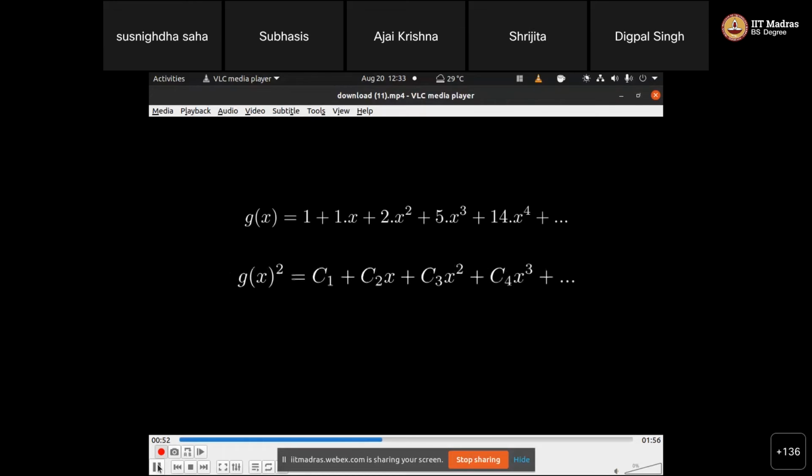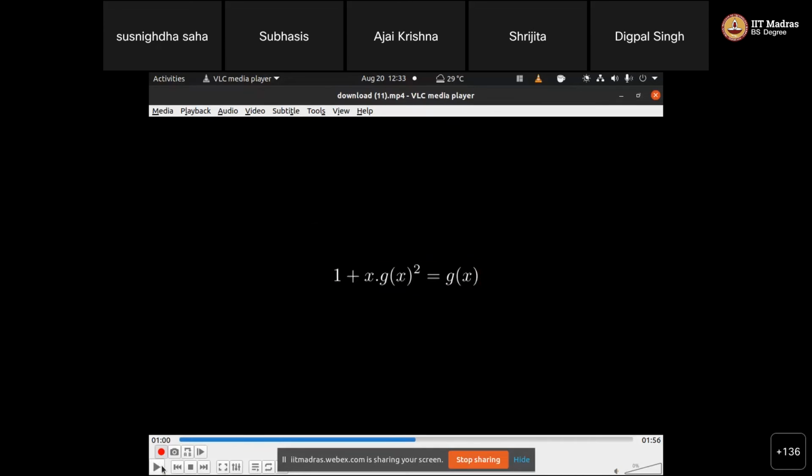There we have it. Notice that g(x) and g(x) squared are basically related. If you multiply g(x) squared with an x and then add 1, you will get g(x). So there you have it.